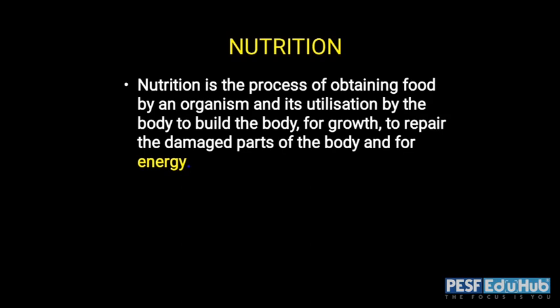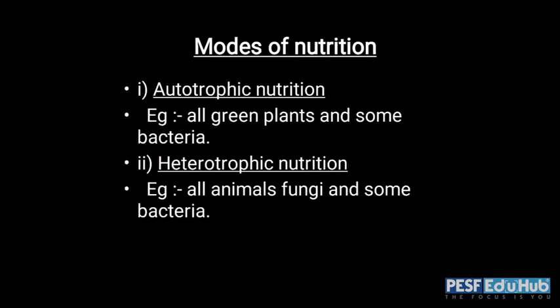Let us discuss what are the different types of nutrition. There are two basic types of nutrition. There are some organisms which can prepare their own food by themselves and never depend on other organisms. Such nutrition is called autotrophic nutrition. In autotrophic nutrition, organisms prepare their own food. For example, all green plants and some bacteria are autotrophs. Why are they autotrophs? Because they can prepare their own food. Green plants prepare food by photosynthesis.